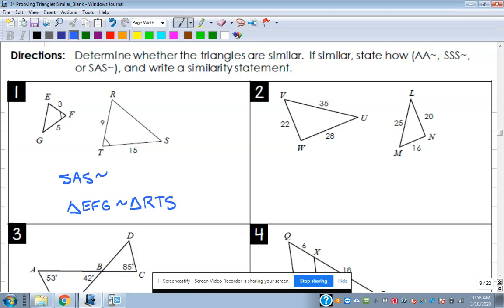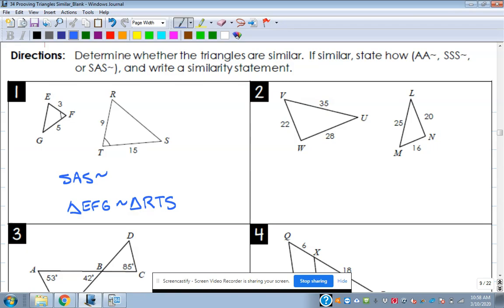They're corresponding sides. So 3 over 9 is 1/3. And then 5 over 15 is 1/3. And then the angle between is already marked congruent for us. So that's how we knew to correspond in that way. Short side's got to correspond to the shortest side. Longer side's got to correspond to that.